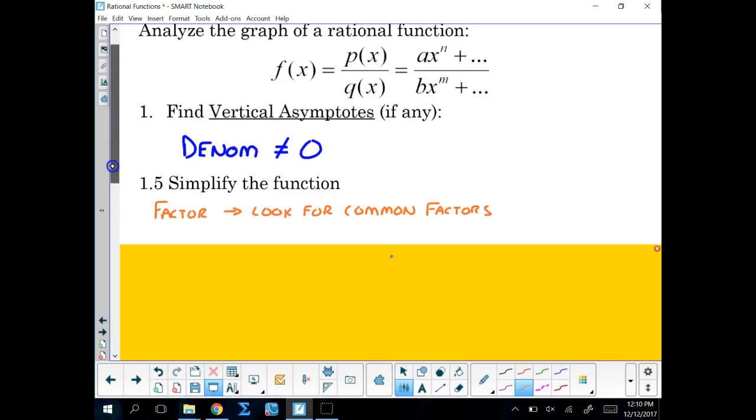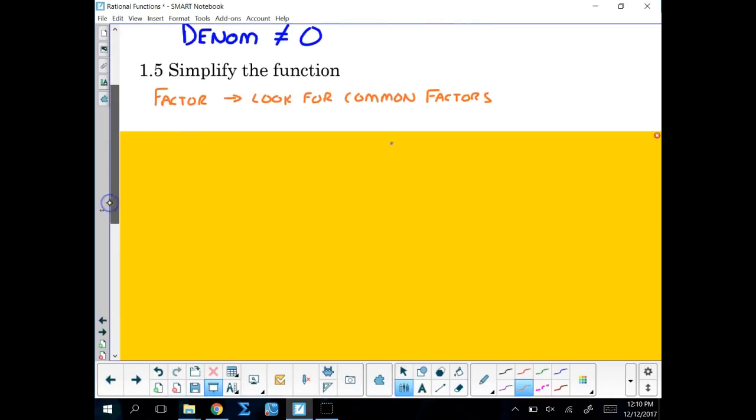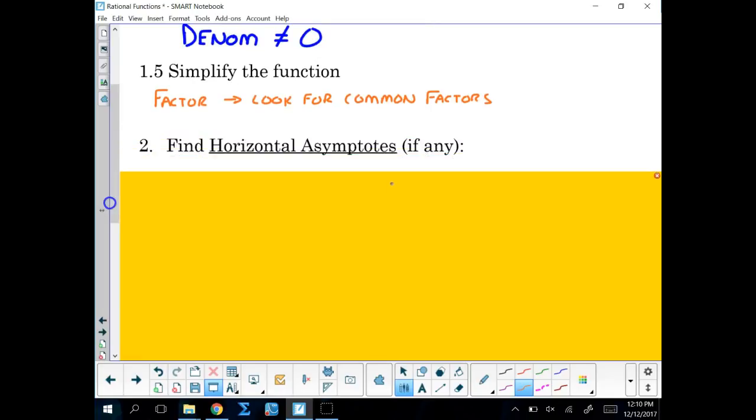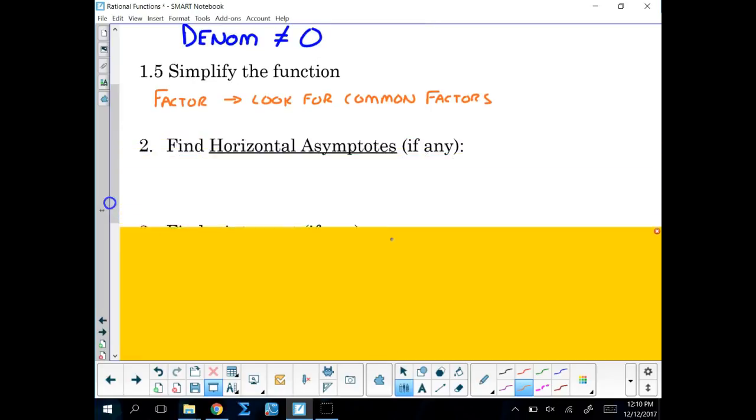Okay, what do we do next? We look for what, Christine? Look at horizontal asymptotes. What do we look for there? What am I looking at? The degrees. Yeah. See, you guys know what I'm talking about. You just think it's funny because I can't explain it. Right.